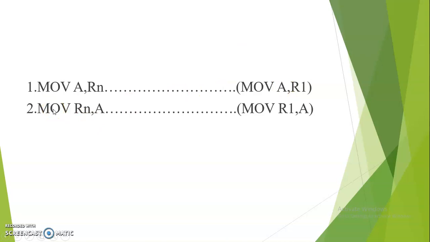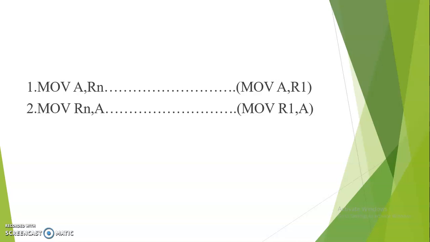Now the second combination is the opposite of the first one, that is MOV Rn comma A, and the example I have written is MOV R1 comma A. MOV Rn comma A will copy the contents of the accumulator, which is the source, to the register Rn of the selected register bank. The example MOV R1 comma A will copy the contents of the accumulator to the register R1 of the selected register bank. So these two are the combinations of the MOV instruction.